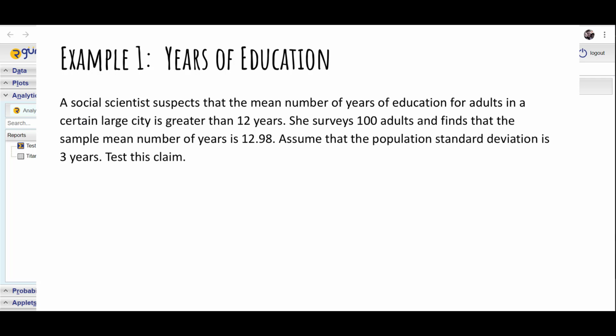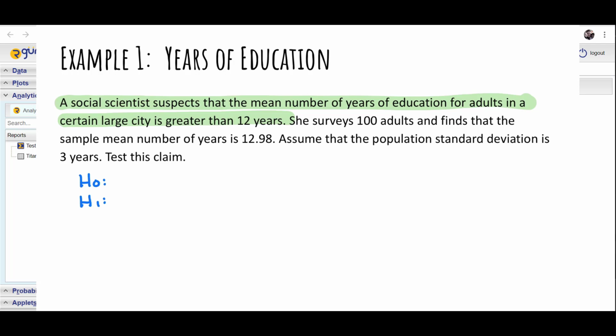So let's find the claim. I like to highlight it if possible. A social scientist suspects that the mean number of years of education for adults in a certain large city is greater than 12. So I'm going to start by writing the null and the alternate statement. That's always where you start after you identify the claim.